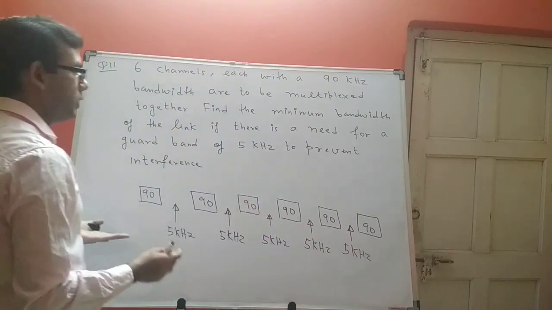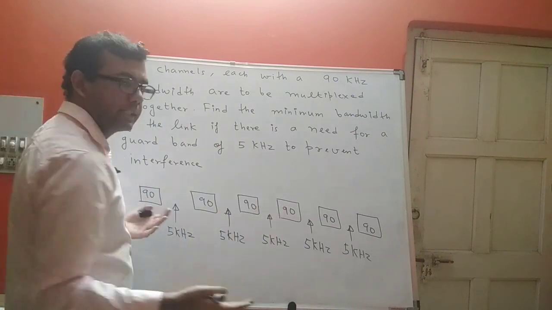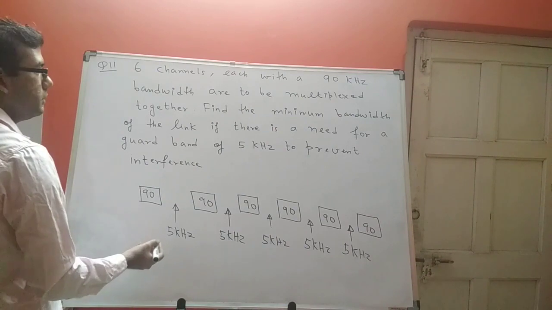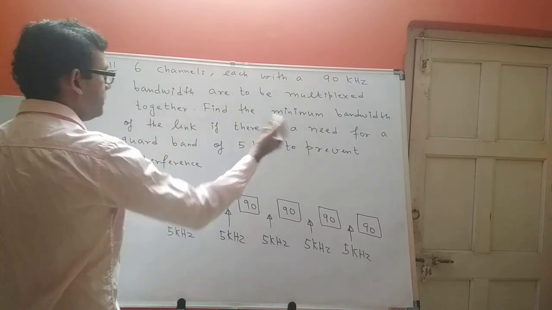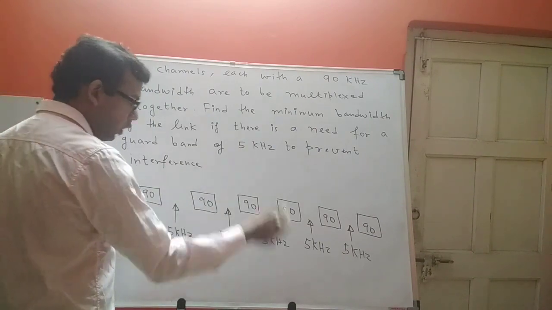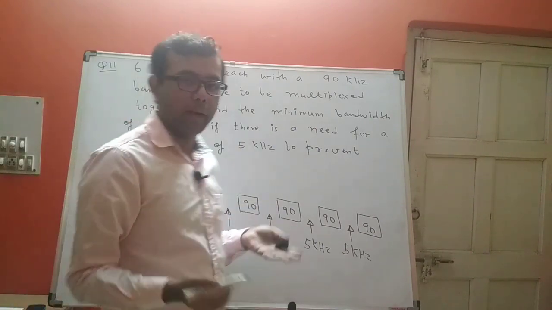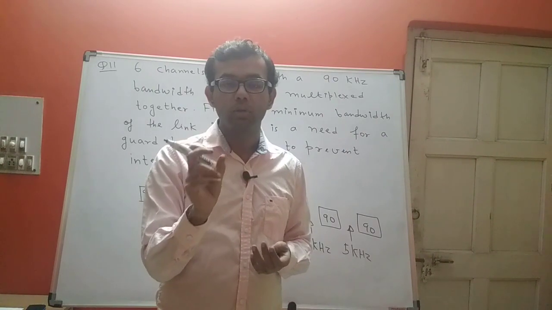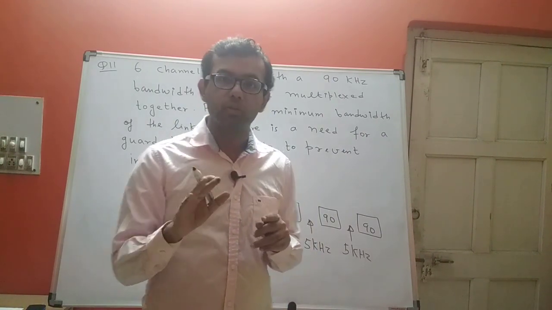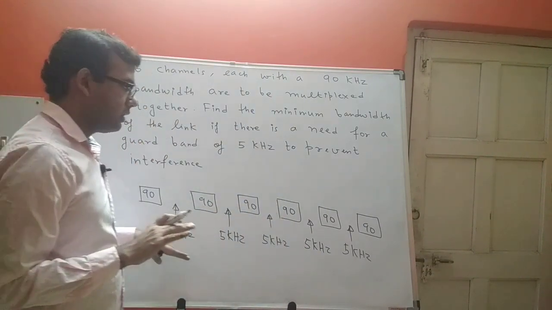Now what you need to do is simply sum up the frequencies. So I have 6 channels. So what is the total frequency? I have been asked to find the minimum bandwidth of the link. That means the sum of all these frequencies, right? The sum of all these bandwidths will give me that value, which should be the minimum value of my entire link, so that such a configuration is made possible.